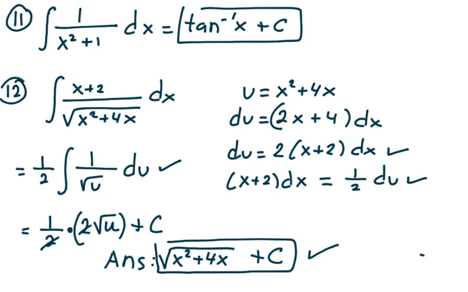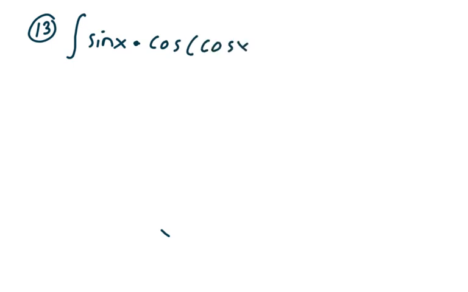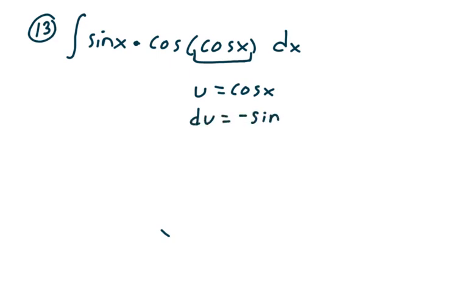And let's just take a look at one more for this video. Suppose I give you the following. We'll call this number 13. Suppose I had sine of x times cosine of x dx. This is, again, a u substitution. The inside function is cosine x. So I'm going to let u be cosine of x. du is negative sine x dx.